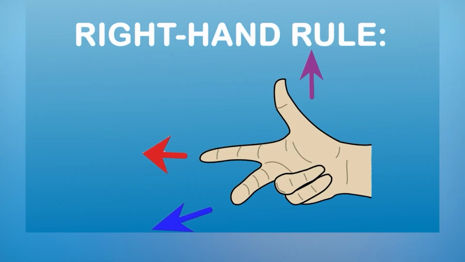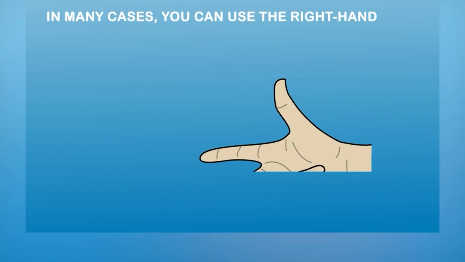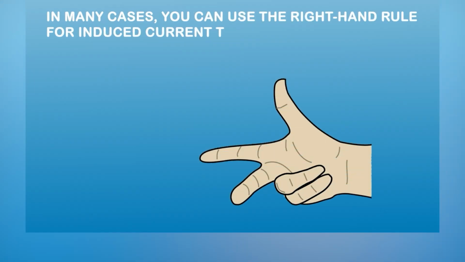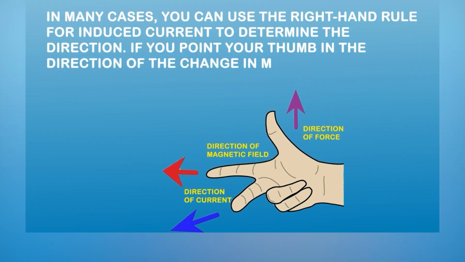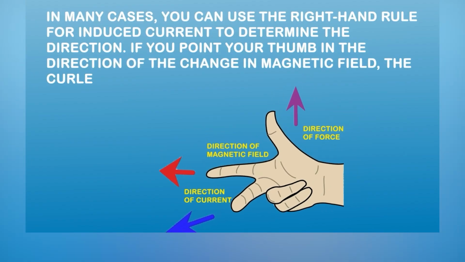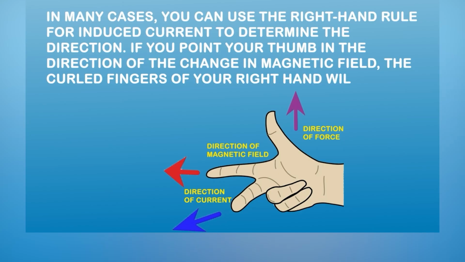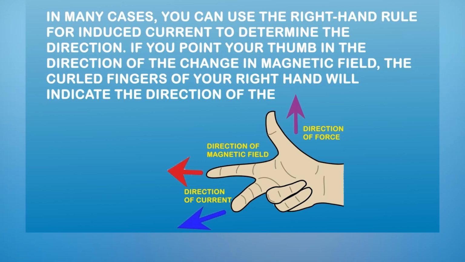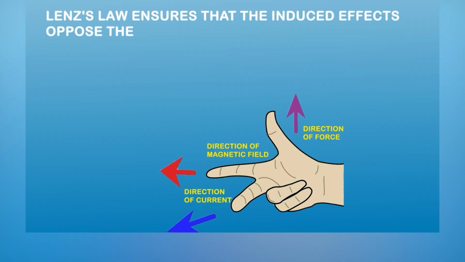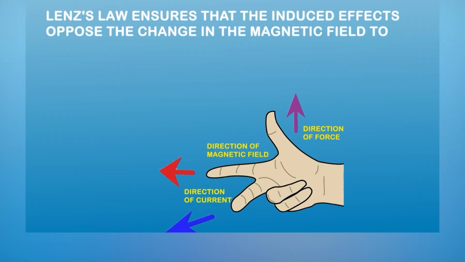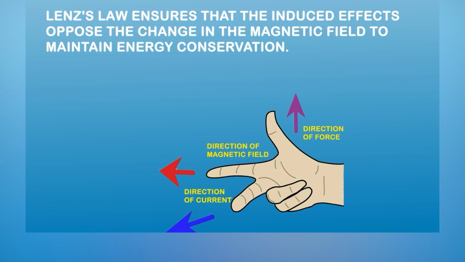Right hand rule. In many cases, you can use the right hand rule for induced current to determine the direction. If you point your thumb in the direction of the change in magnetic field, the curled fingers of your right hand will indicate the direction of the induced current. Lenz's law ensures that the induced effects oppose the change in the magnetic field to maintain energy conservation.